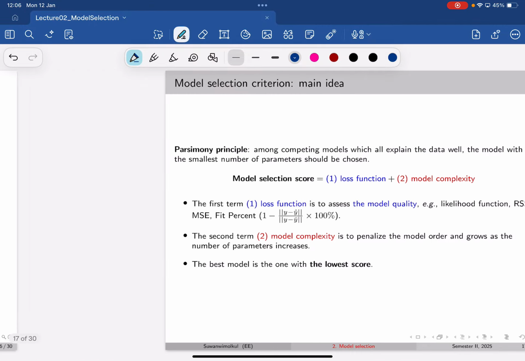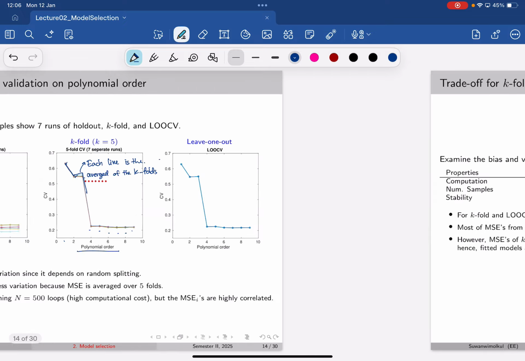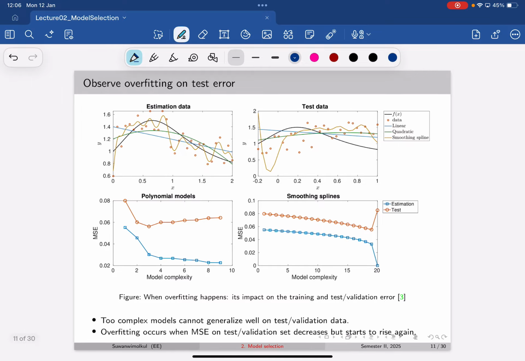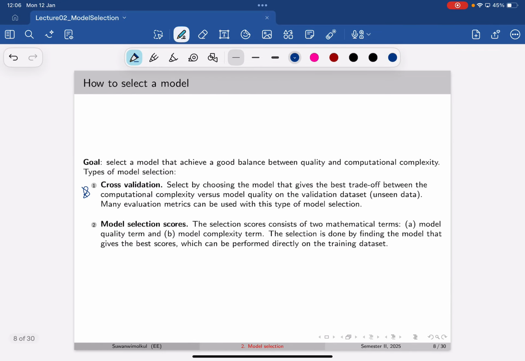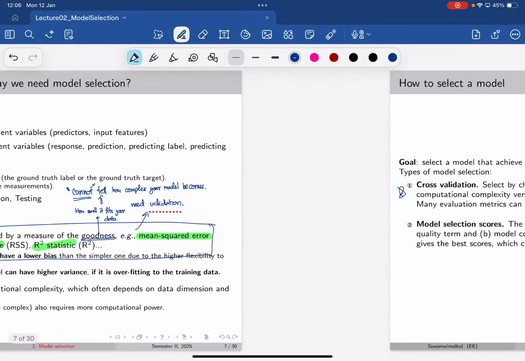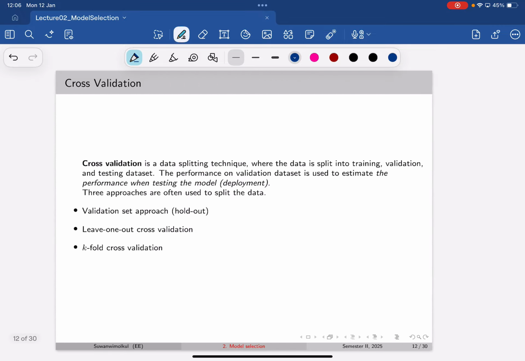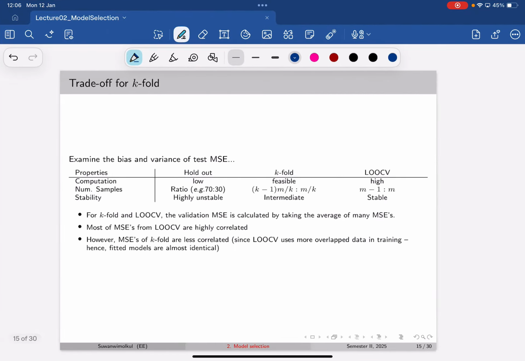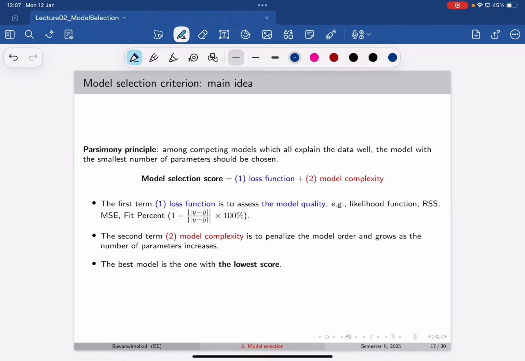Anyway, that's actually all for the session on cross-validation techniques. Any question? No, not yet. All right. And we'll go over this last topic on the model selection score.